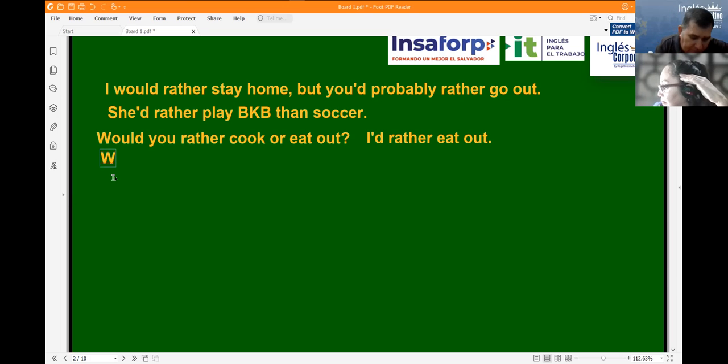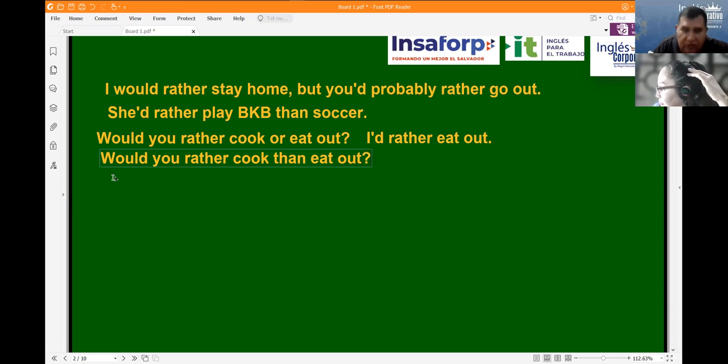But in the other, if you have, would you rather cook than eat out? In this case, because the question is about preference, not about choice, you say yes or you say no. Yes is for cook, no is for the second. Just only yes or no, you could write. If you say yes, you are saying cook. Say no, I'd rather eat out. Right? Would you rather cook than eat out? Yes. Or would you rather cook than eat out? No, I'd rather go out. Yes, nice, clear. Thank you, teacher.